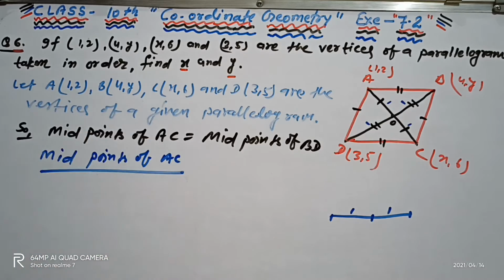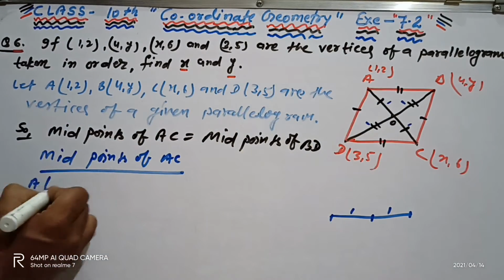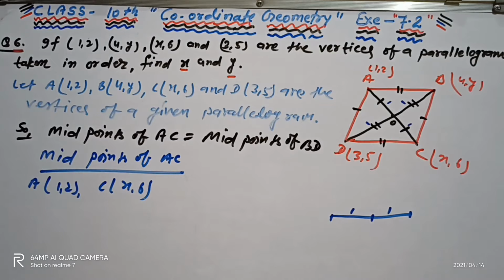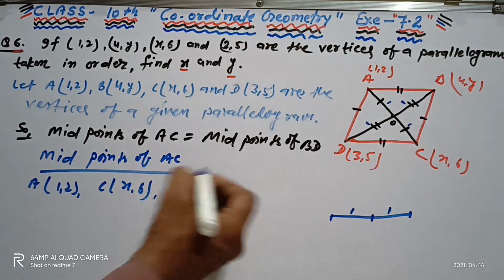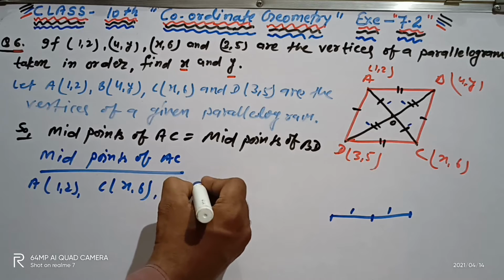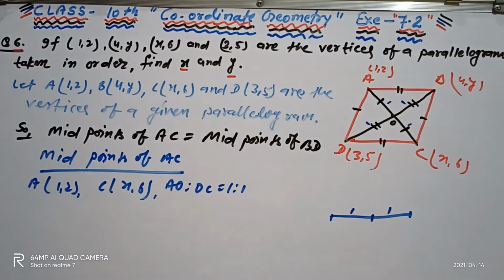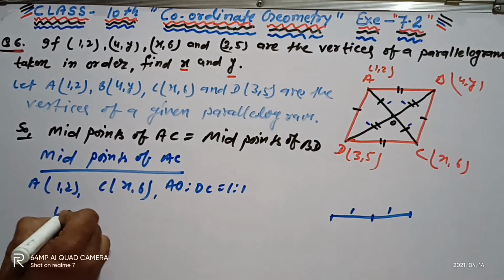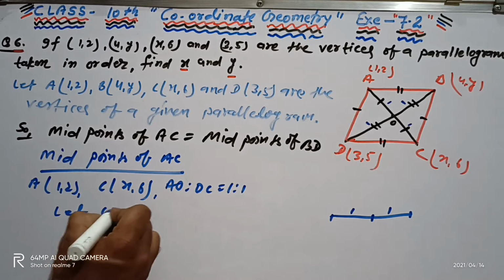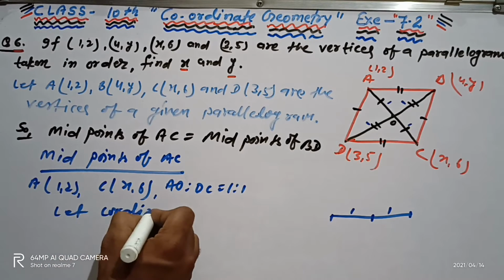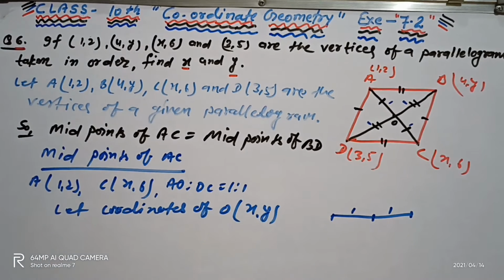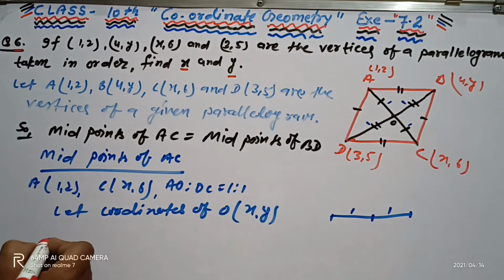To find the midpoint of AC, the coordinates of A are (1, 2) and C is (x, 6). The ratio is already given: AO equals OC, that is 1:1. So we can find the midpoint. Let the coordinates of the midpoint O be (x, y). We took the coordinates of O as (x, y), so we will find the value of x first.